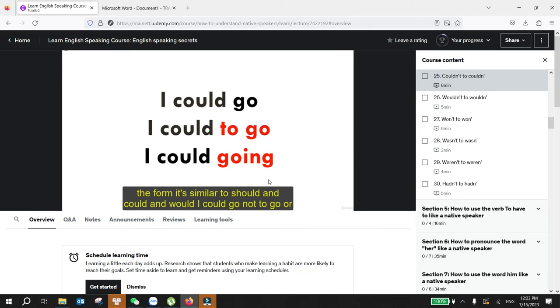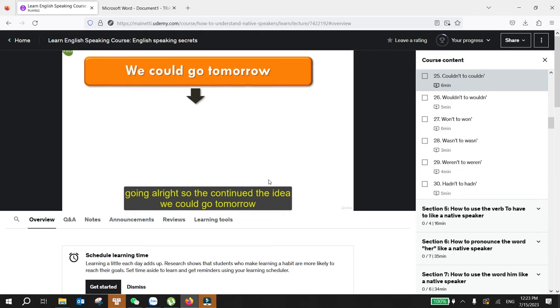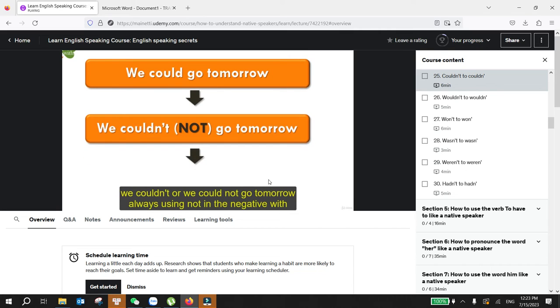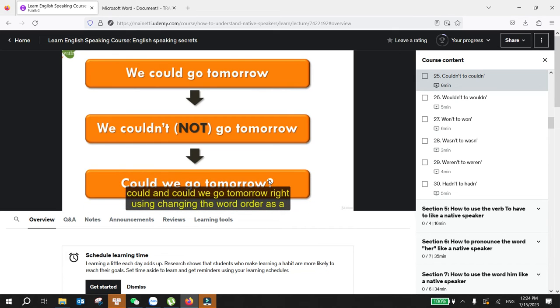Again, with the form, it's similar to should and could and would. That I could go, not to go, or going, all right? So, to continue the idea, we could go tomorrow, we couldn't or we could not go tomorrow, always using not in the negative with could, and could we go tomorrow, right? Changing the word order as a question.